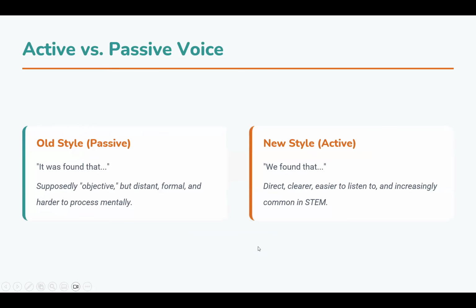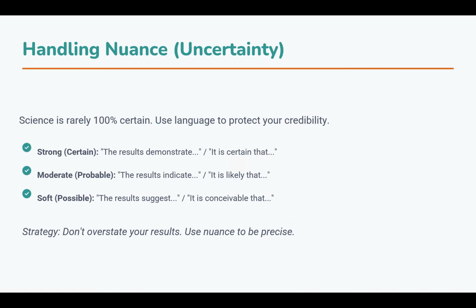And a simple insight about active and passive voice in your presentation. The old style is passive, and objective, but it distances you from the research. On the other hand, active voice is the most efficient way in a presentation. You are directly connecting everything. Next, holding nuance, or rather reducing uncertainty.